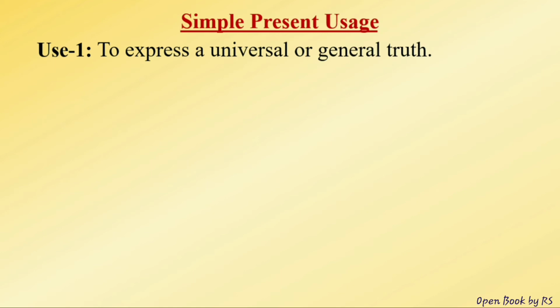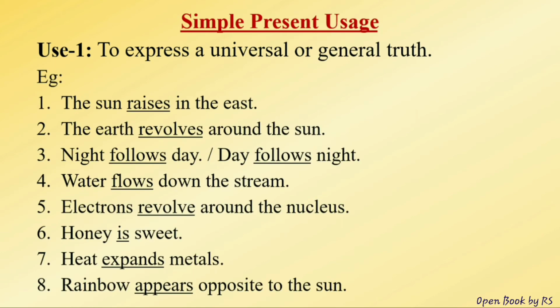Look at the first use. There are certain activities which happened yesterday, which take place now, and which will be there tomorrow and forever. These sorts of activities are called universal or general truths. Whenever you want to express a universal or general truth, you should use this simple present only. That is the structure: subject plus present tense form of verb plus object. You should use this structure only. There are so many examples for universal truths. Look at the popular examples.